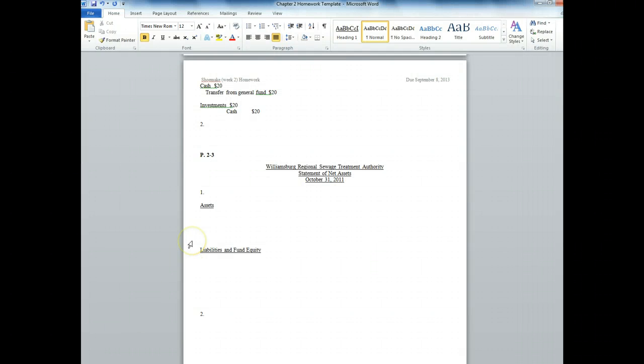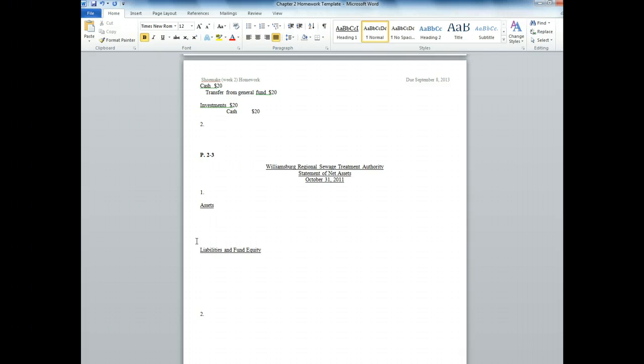Now let's look at 2.3. We're going to read 2.3. I'm going to attempt to read it without messing up my microphone. Funds can be consolidated, but only at the risk of lost or misleading information. The following balance sheet was adapted from the financial statements of the Williamsburg Regional Sewage Treatment Authority.